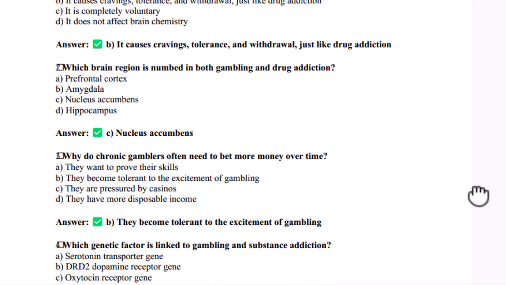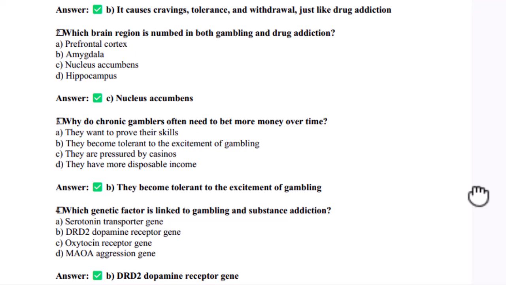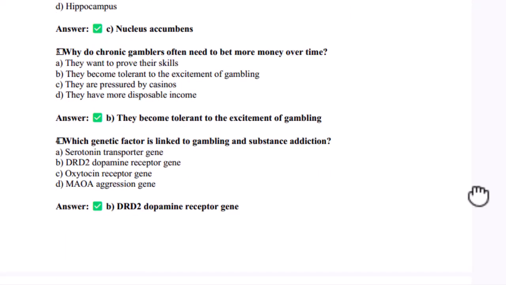Why do chronic gamblers often need to bet more money over time? They want to improve their skill. They become tolerant to the excitement of gambling. They are pressured by casinos. They have more disposable income. The answer: they become tolerant to the excitement of gambling.